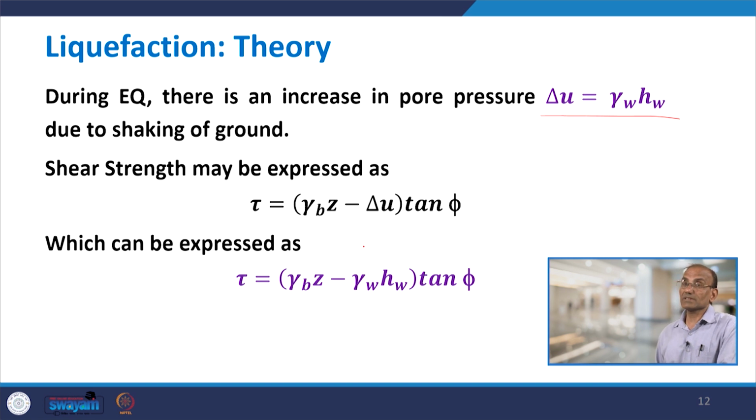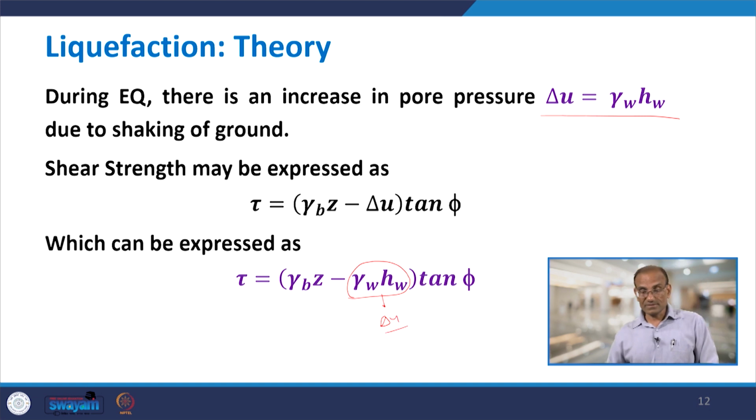where delta U is nothing but the increase in pore pressure due to the earthquake or due to shaking. Now, this increase in pore pressure can be represented by the additional head which is created by the shaking, that is simply gamma W into H W. So, this is delta U, additional head which is created.